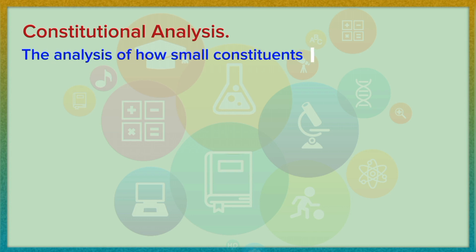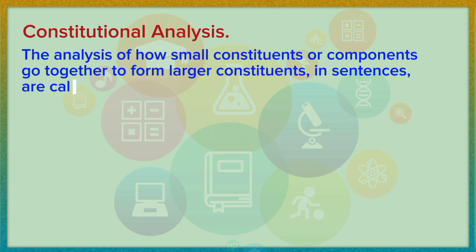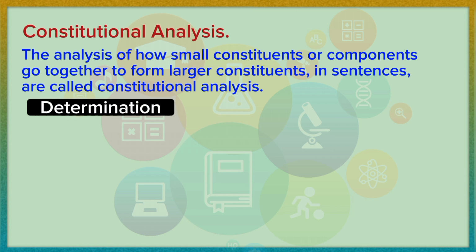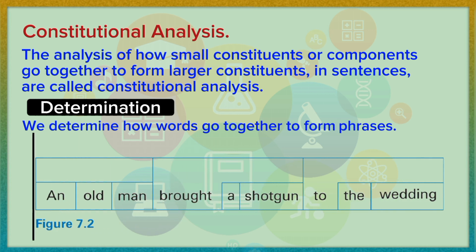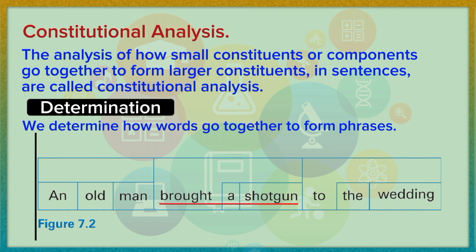The analysis of how small constituents or components go together to form larger constituents in sentences is called constituent analysis. One basic step is the determination of how words go together to form phrases. In the sentence "An old man brought a shotgun to the wedding," we can identify 9 constituents at the word level. We can see that the noun phrases "an old man," "a shotgun," "the wedding," and 1 prepositional phrase, "to the wedding," and 1 verb phrase, "brought a shotgun," combine together to form the sentence.